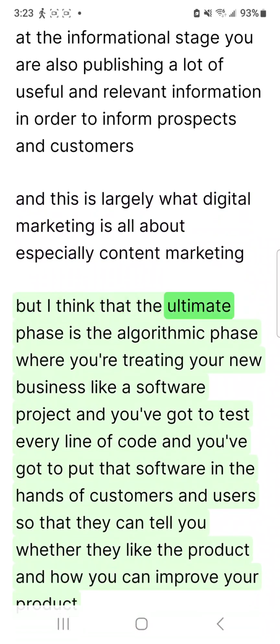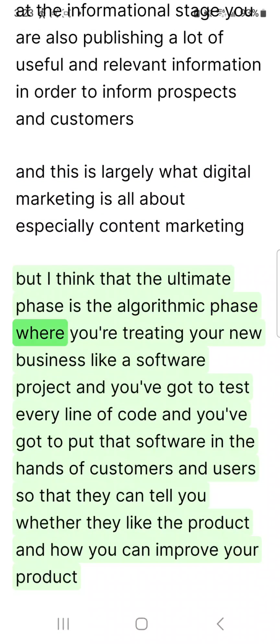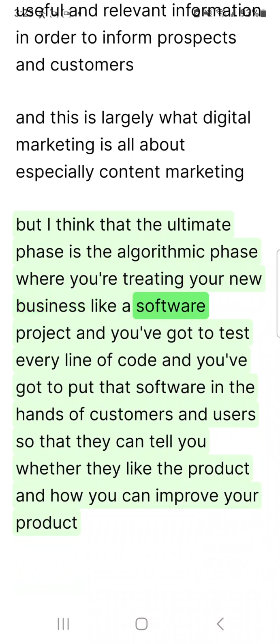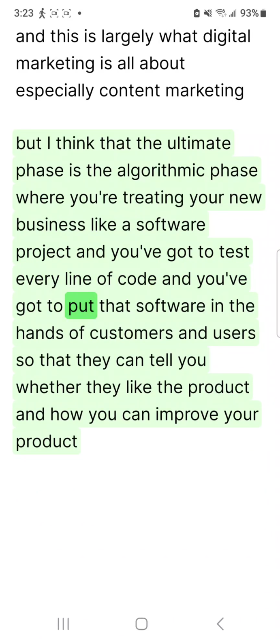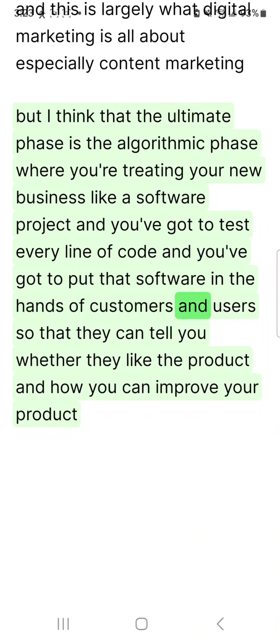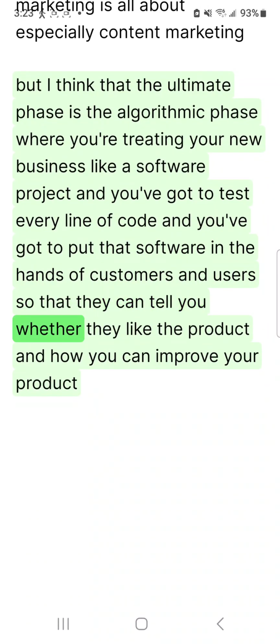But I think that the ultimate phase is the algorithmic phase, where you're treating your new business like a software project, and you've got to test every line of code, and you've got to put that software in the hands of customers and users so that they can tell you whether they like the product and how you can improve your product.